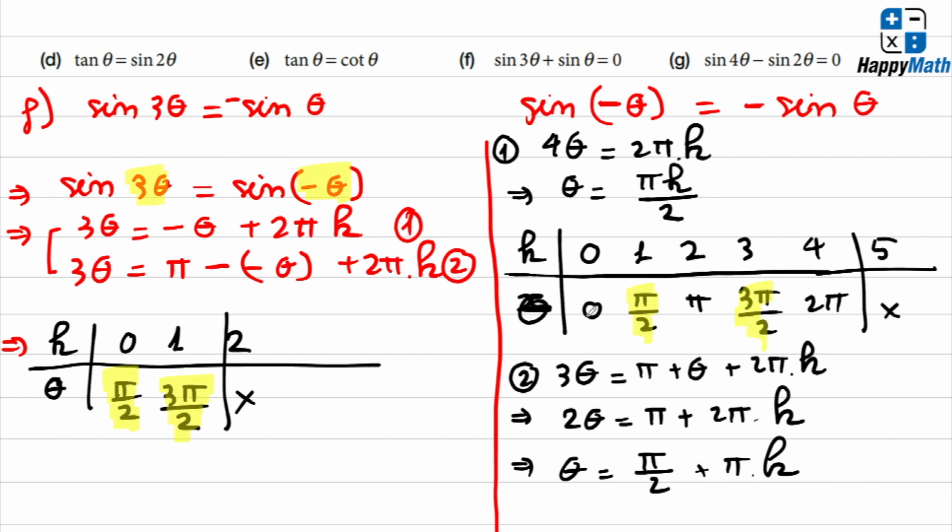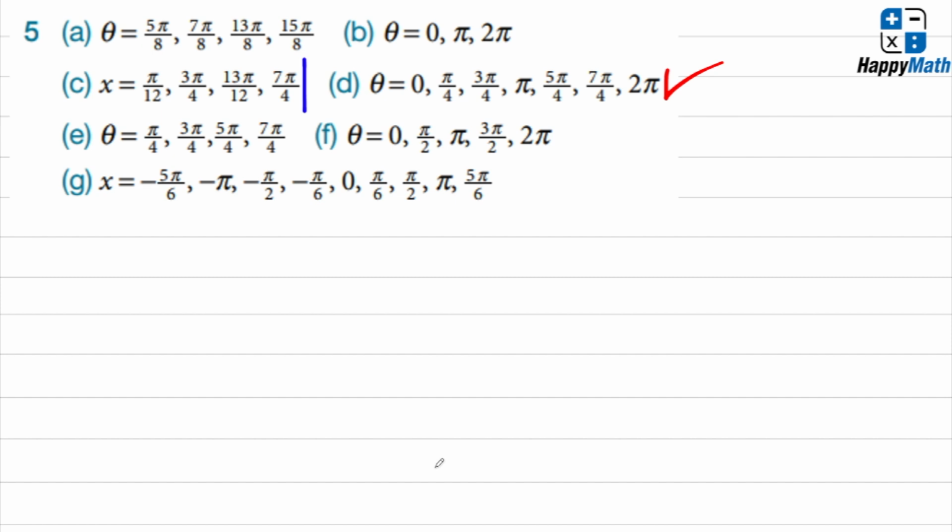So in total, you get 5 solutions for question F. Theta will be 0, pi over 2, pi, 3 pi over 2, and 2 pi. Yeah, 5 solutions. Check this out. I have the right answer.